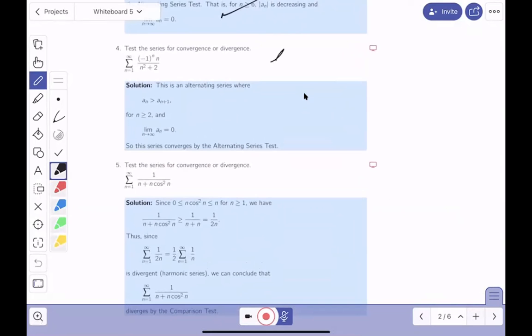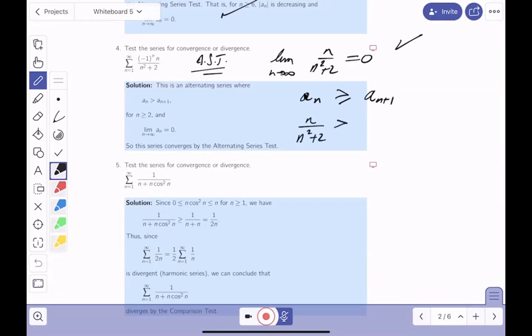So the limit, again, I'm using the AST. The limit as n goes to infinity of n squared plus 2 equals 0, condition met. What else do I need to show? I need to show that a_n plus 1 is less than or equal to a_n. I think I can handle that. So what do you have here? n squared plus 2, and that would be n plus 1 over n plus 1 squared plus 2.